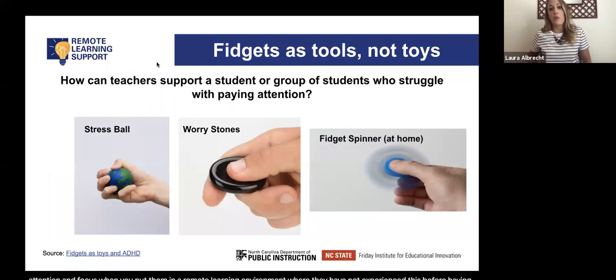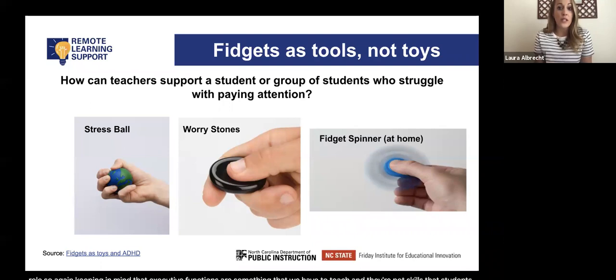So how can we support students who might struggle with this? What can we do and what is our role? So again, keeping in mind that executive functions are something that we have to teach, and they're not skills that students naturally know how to do. And in fact, adults still learn executive functions all throughout their lifetime.